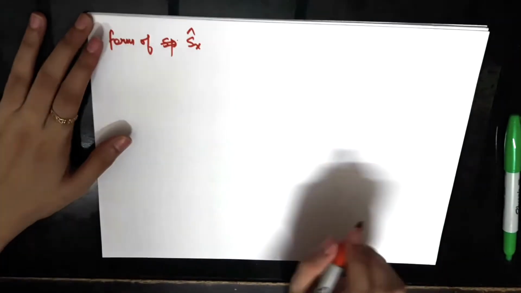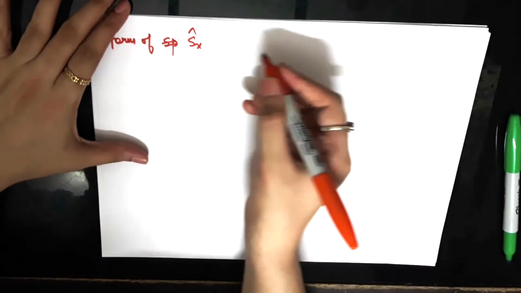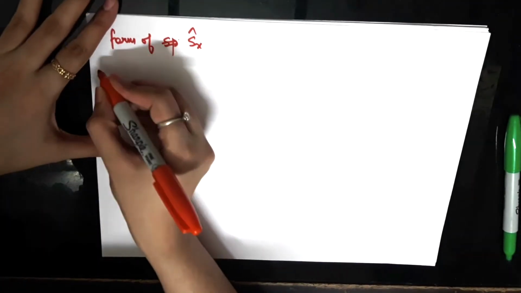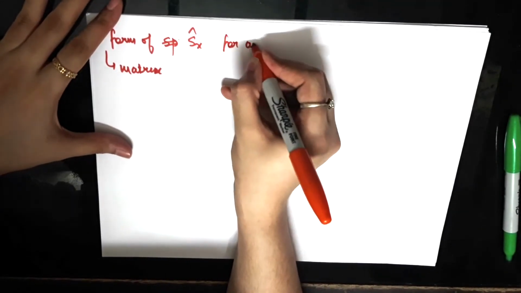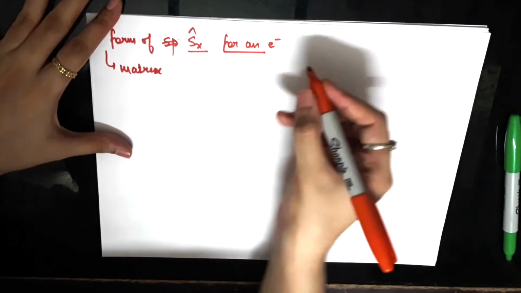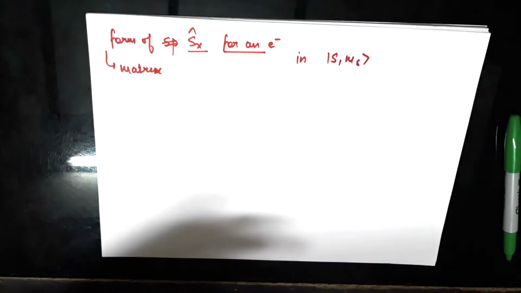So we'll start with Sx. We are left with Sx and Xy. So we'll first deal with Sx. The matrix form of Sx, so basically the matrix form of Sx for an electron. So this is for an electron, and of course, as we have been doing, in the SMS basis.